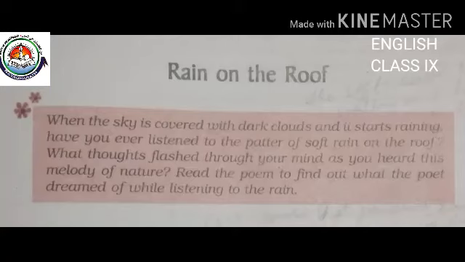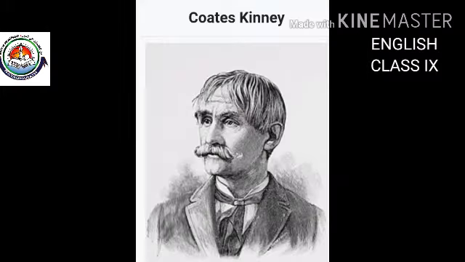Rain on the Roof by Coates Kinney. When the sky is covered with dark clouds and it starts raining, have you ever listened to the patter of soft rain on the roof? What thoughts flashed through your mind as you heard this melody of nature? Read the poem to find out what the poet dreams of while listening to the rain. Coates Kinney, born on November 14, 1826, died on January 25, 1904, was an American lawyer, politician, journalist, and a poet who wrote Rain on the Roof.